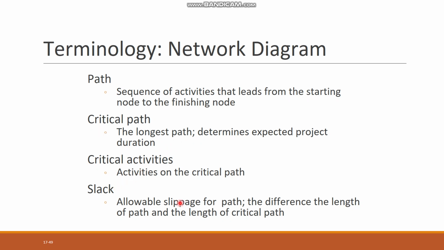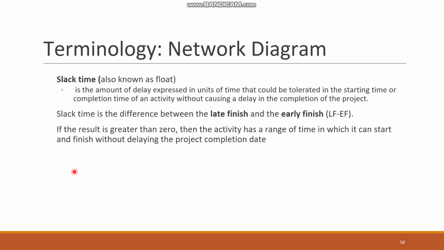Slack means allowable slippage for the path, the difference between the length of the path and the critical path. So slack is basically about which activities you can delay and which activities you cannot delay. For the activities that can be delayed, how long they can be delayed without affecting the project is known as slack. Slack time is also the amount of delay, expressed in units of time, that can be tolerated in the starting time or completion time of an activity without causing a delay in the completion of the project. So slack time is basically the difference between late finish and early finish.